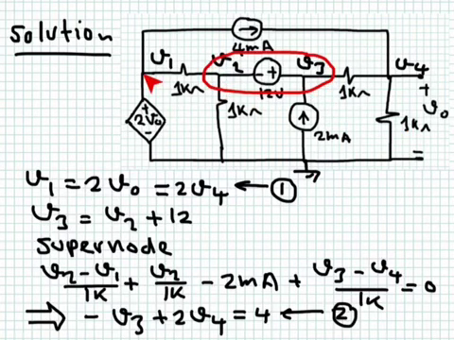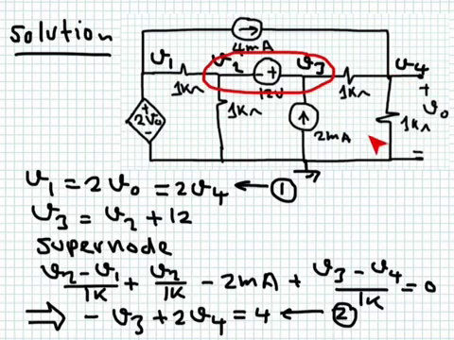Okay, let's apply KCL here. You can't apply KCL here. Why? Simply because you have this voltage controlled voltage source, but luckily it's connected to ground, so I can simply say that V1 is equal to 2 V naught, but V naught is nothing but V4.